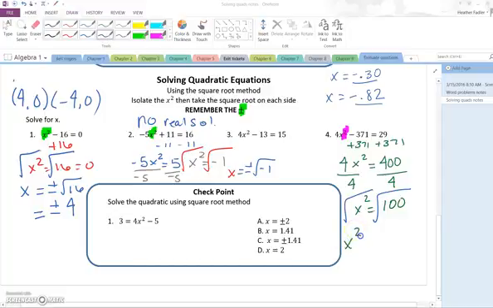So I have x equals, not x squared, x equals plus and minus the square root of 100, which is the same as plus and minus 10. So the x-intercepts here are 10, 0, and negative 10, 0.